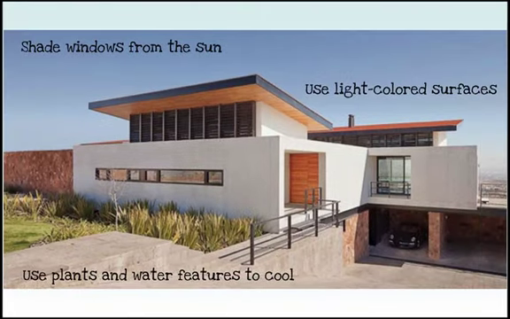Now, in hot, arid climates like Arizona, buildings should take advantage of the wind and the rain for cooling and adding humidity. Windows and patios should be shaded from the sun. Plants and water features can help, again, cool and add humidity to the air. Surfaces should be lightly colored so they reflect as much light as possible.